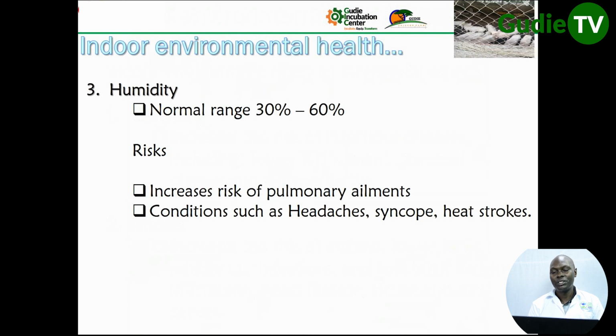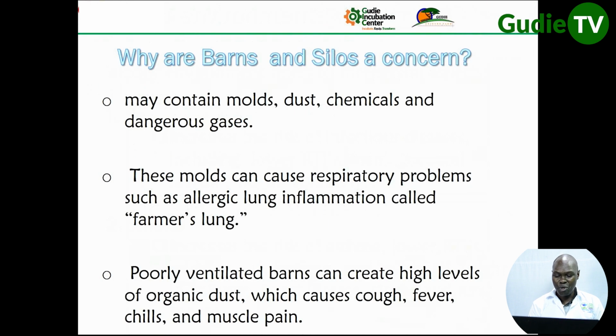The normal range is supposed to range between 30 to 60%, but if it is either below, if it is too hot or it is too cold, imagine a situation where you have fog in the morning, or imagine a situation where it is a drought season, which we usually experience in Uganda between January and March. You are likely to have a risk of increased lung problems like a cough and others, and also things like headaches, and then collapsing from nowhere and heat strokes because of the high humidities and low humidities.